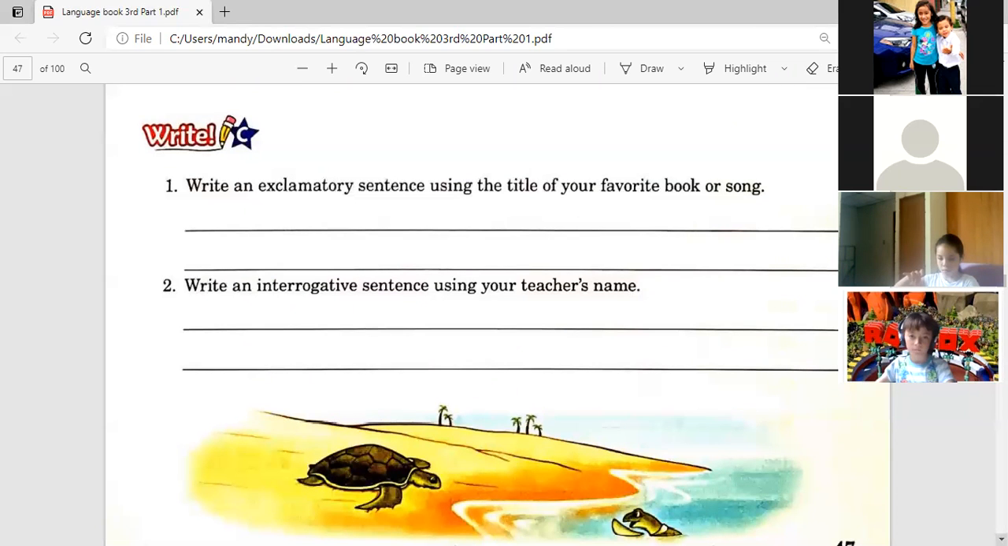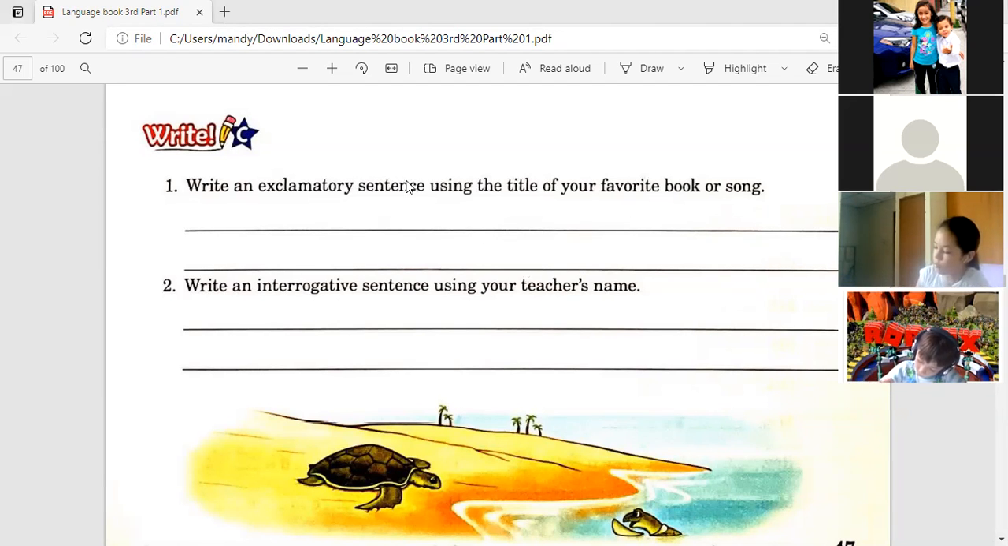Okay, the first one is exclamatory, using the title of your favorite book. For example, oh, my favorite book, let me see, is wet. Oh my God, my Bible is wet because I spilled the water on the table. Yes, this one is an exclamatory sentence. And then an interrogative sentence using your teacher's name. Okay. Is Miss Amanda here? Okay. But remember, using the title of your favorite book.